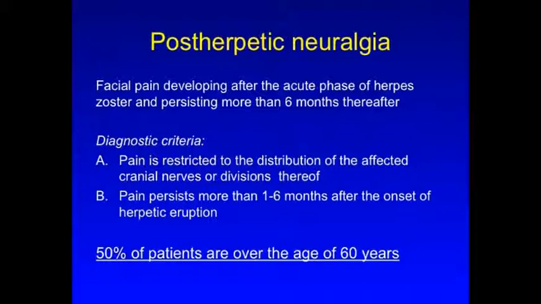And it's usually distributed in the cranial nerve V1 and V2 distribution. It can be any others. And the majority of patients are over 60 years of age, and they are also immunocompromised or can have a cancer or some other states predisposing them to this condition.